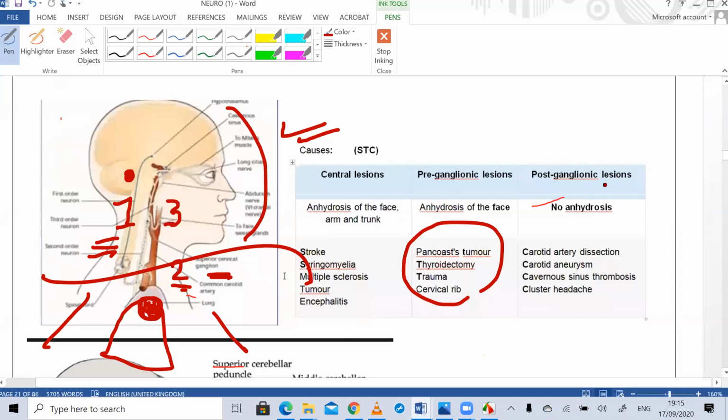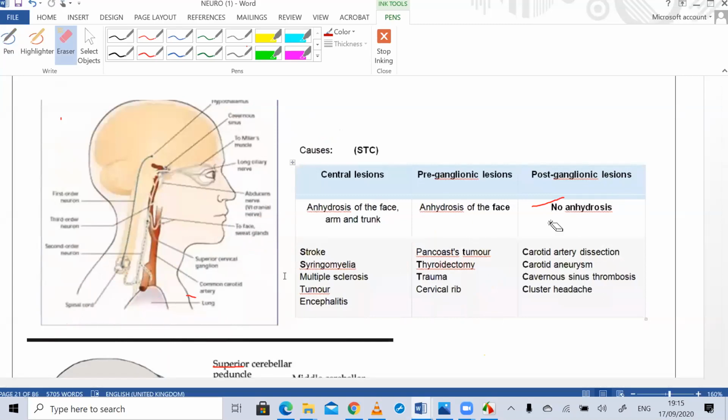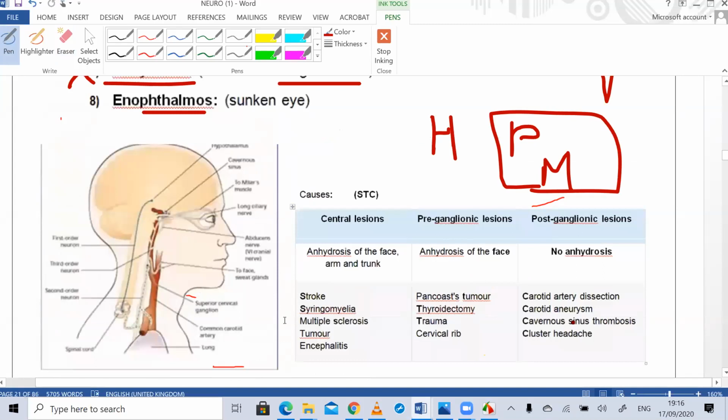But the postganglionic lesion, which means lesions or strokes at the carotid sheath, what happens here? The patient does not lose sweating. He will lose only ptosis and miosis. So whenever he comes to you with a case of Horner syndrome with ptosis and miosis only, what do you think is the level of the lesion? It will be at the level of the carotid or cavernous sinus, above the level of the superior cervical ganglia.